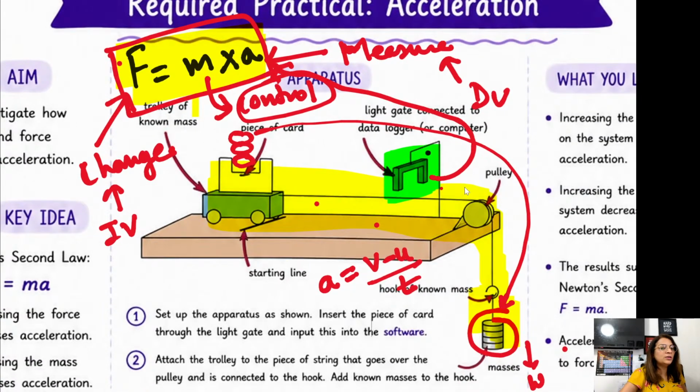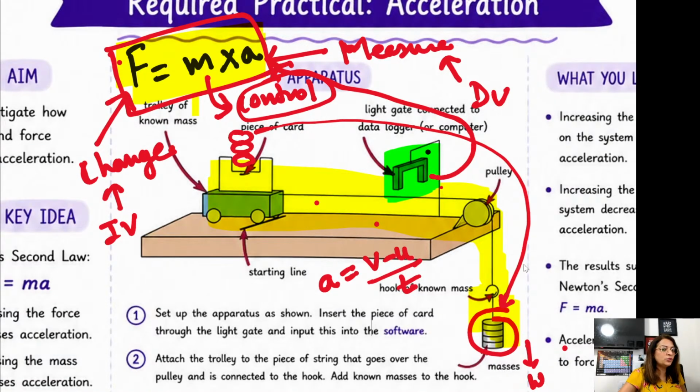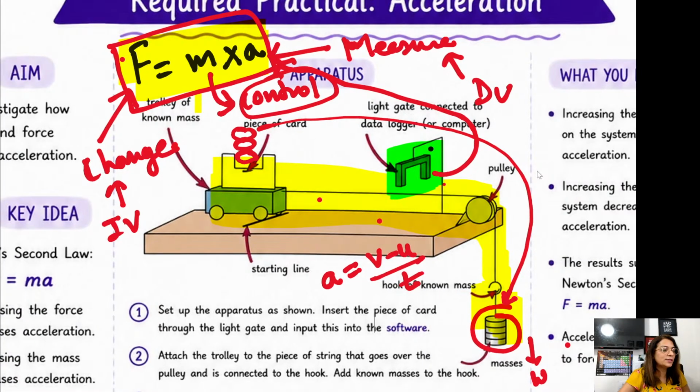How do you keep the mass of the system, Sophia? Do you understand this part? That mass of the system, you can keep the same by keeping the mass on the trolley. Say yes or no, that it makes sense. Okay.